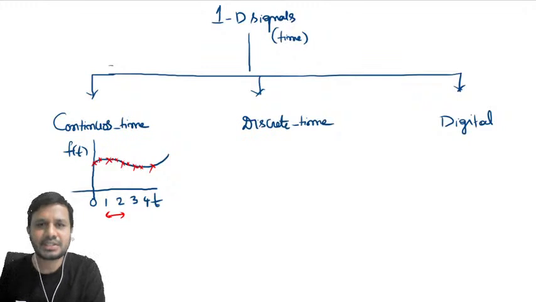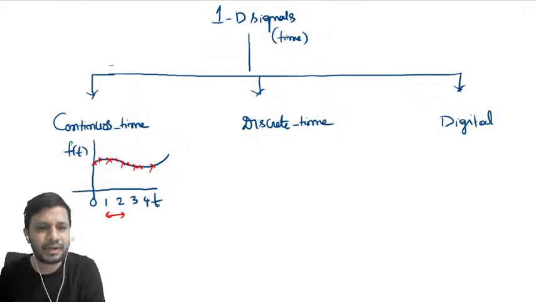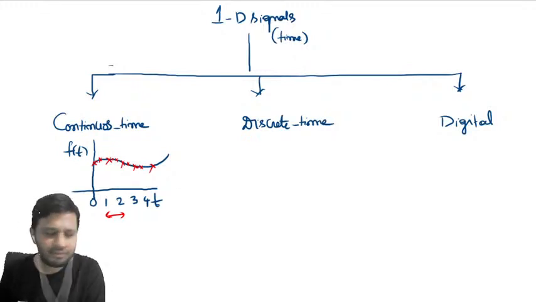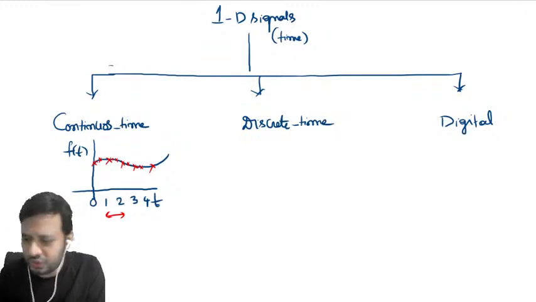Continuous time signals are those signals which are present throughout the continuous time period. It means you can expect the existence of a continuous time signal at every instant of time. Whatever the instant may be, 2.1, 2.5, 2.7, at every instant of time, you can expect the existence of a continuous time signal.